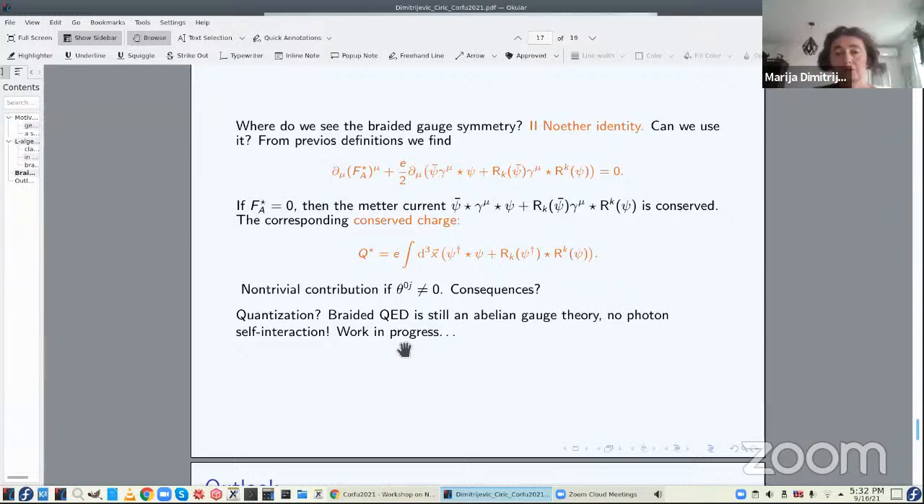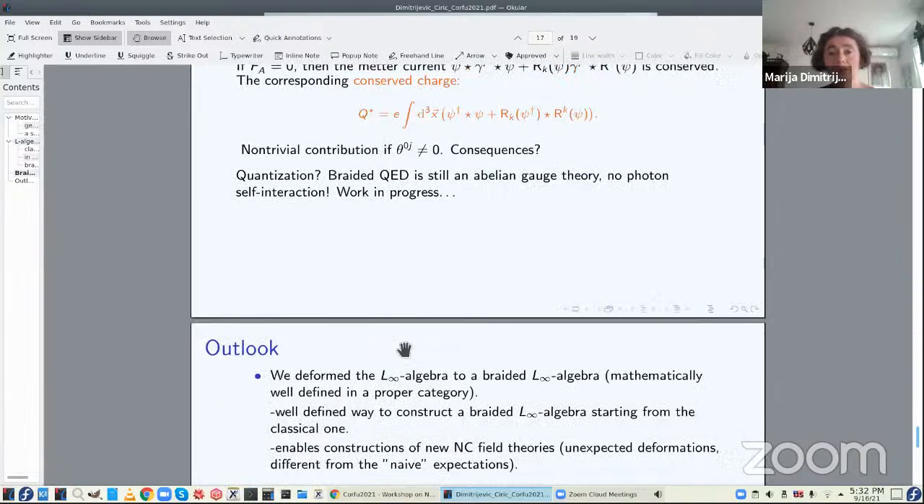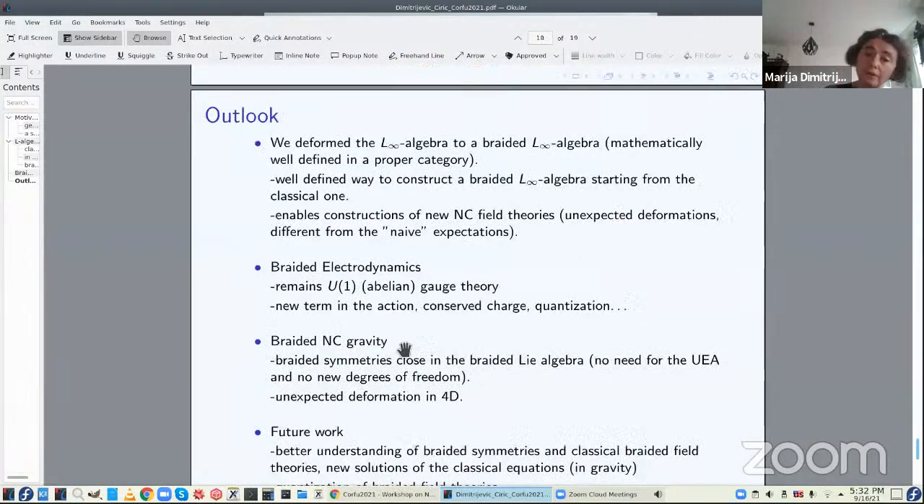In this talk I tried to explain that we can consistently also deform the concept of L-infinity algebra to a braided L-infinity algebra, and then use this braided L-infinity algebra to construct a non-commutative field theory. And these non-commutative field theories that we obtain sometimes get unexpected deformations, like this example of four-dimensional gravity, where you get terms in the action that you would not write just by hand somehow.